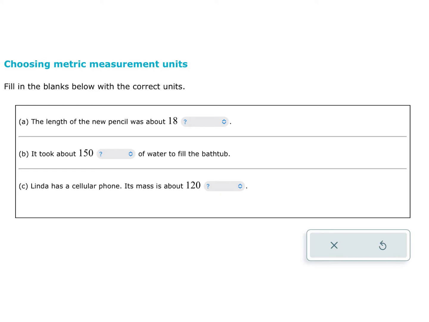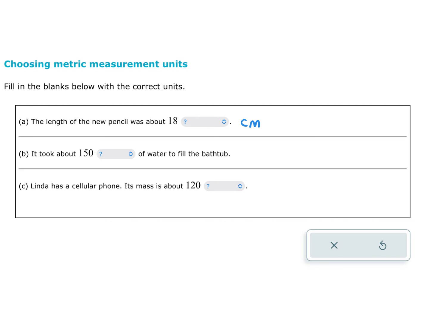A says the length of a new pencil is about, and then our choices are going to be millimeters, centimeters, meters, or kilometers. Meters and kilometers are obviously out. 18 millimeters would only be about 18 times the width of the tip of the pencil, which would be really, really, really tiny. 18 centimeters would be your appropriate unit.